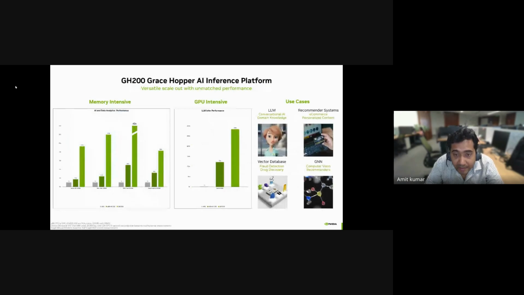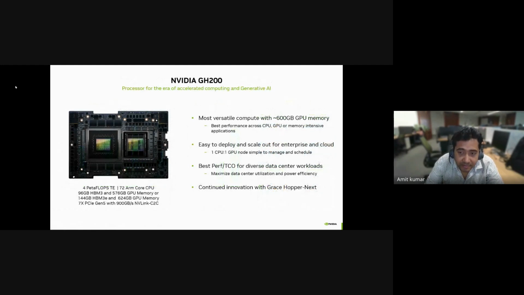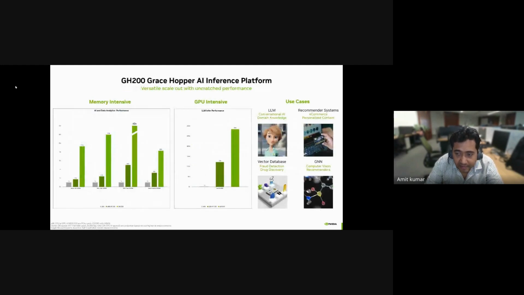Why is it needed? Because, as I was mentioning again and again, LLMs and recommendation engines are all memory-intensive applications. To enable them, you need those kinds of chips with lots of memory, like Grace Hopper. Grace is based upon ARM architecture on the CPU side. And the use cases are LLMs, recommender systems, graph neural networks, vector databases, drug discovery, all those kinds of use cases.